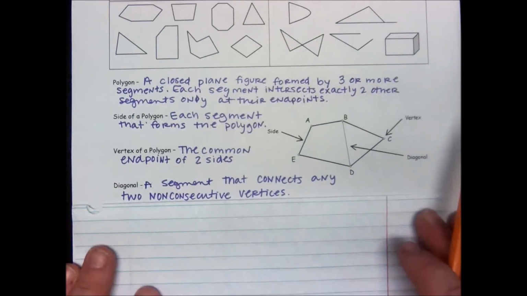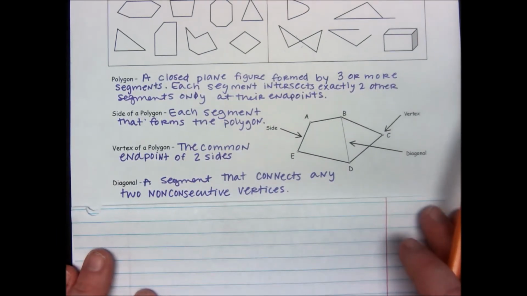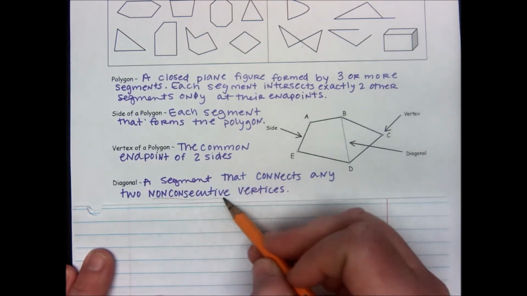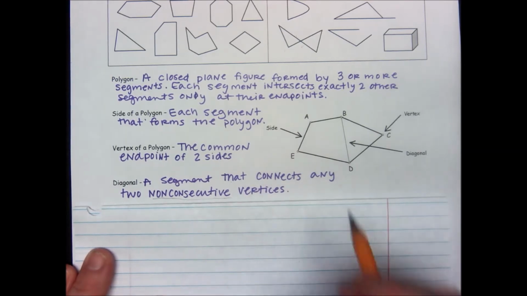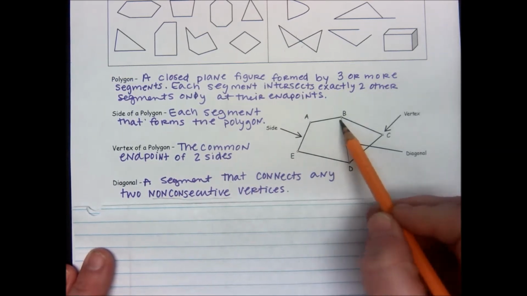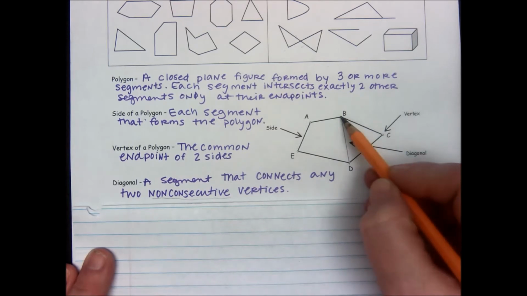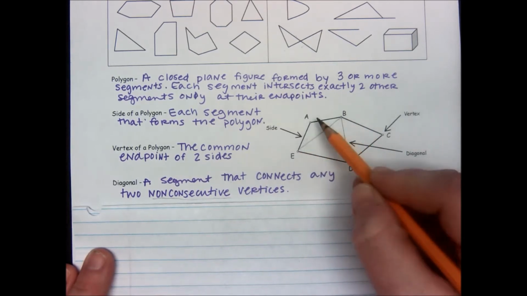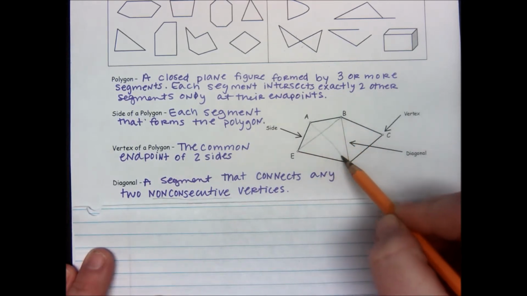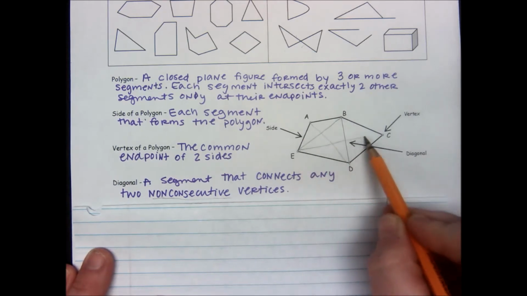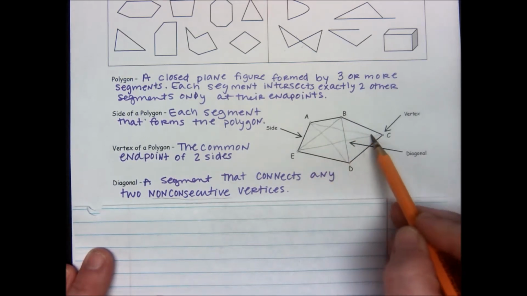The next thing is a diagonal. A diagonal is a segment that connects any 2 non-consecutive vertices. Remember, non-consecutive means not right in a row. Consecutive would be A and B because they're right beside each other. But non-consecutive would be B and D, or connecting B and E, or connecting A and D, or connecting E and C, or connecting A and C.